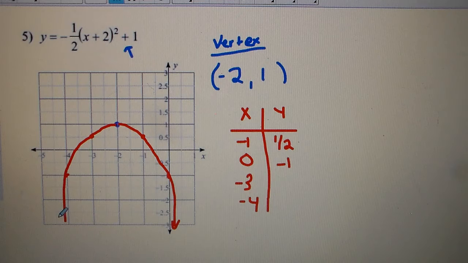And you can see that this u is a little bit wider than the u's that we did in the past. So at negative 3, it's a half. And at negative 4, it's at negative 1. So when it's a half or a fraction, the u gets thicker. When a number in front of the parentheses is greater than 1, the u gets a little skinnier.